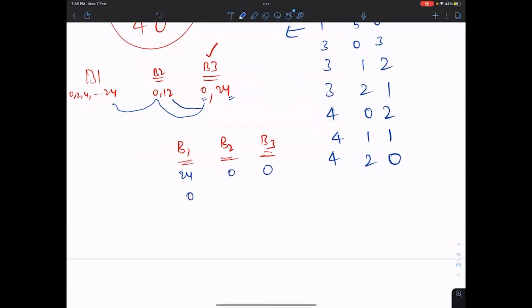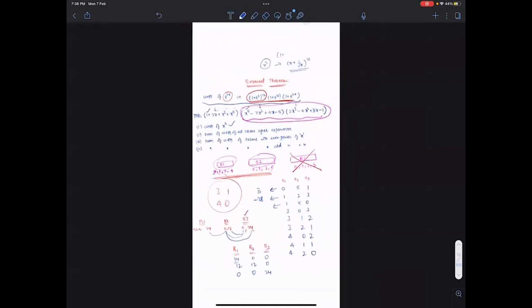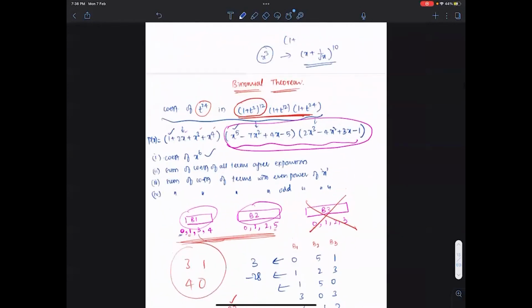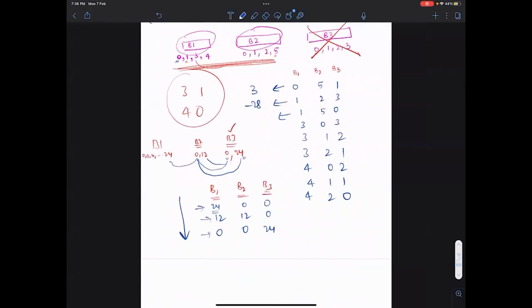No? Sorry, 0 is with what here? B3, 0, then 12 and 24. Sorry, not 24, 12. Next, another possibility, 24, 0, 0. That's all done. Only 3 combinations. What does this mean? B1 is the coefficient of x power 20, t power 24. You know all these things. Now, how to find t power 24 coefficients? You just need to multiply them and then add all of them. That's all. Okay, that is one type of questions which will come.